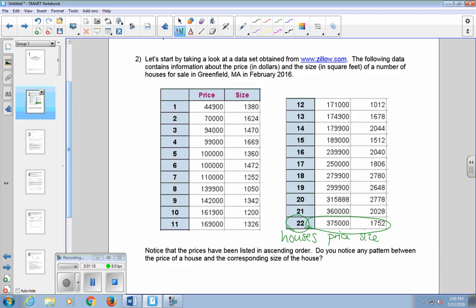Right, so notice that the prices have been listed in ascending order. Do you notice any pattern between the price of a house and the corresponding size of the house? If we take a closer look at the column for price, notice as we go down, the prices are getting bigger and bigger. So that's the ascending order. If you look at the sizes that go with that, it's not as clear cut. Size goes up, goes down a little bit, goes back up, goes down. But if we continue on, we'll find that towards the end, we're starting to see larger and larger homes. So there is a pattern there.